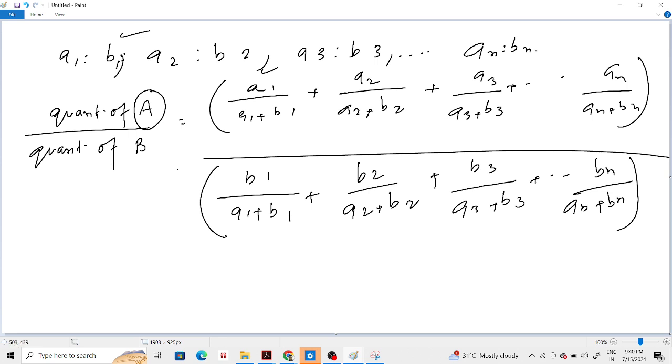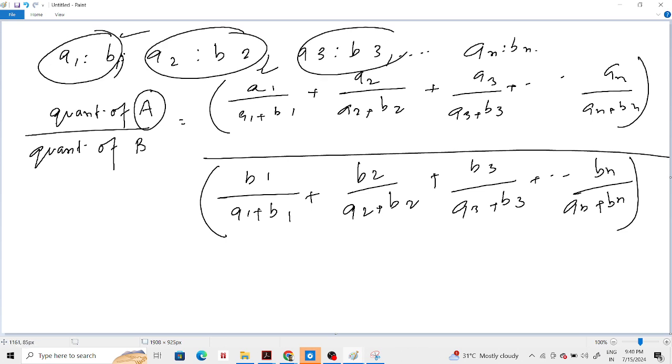Here, the vessels which are containing these mixtures are of the same size. Remember. Now, I am going to write a formula where the vessels are going to be of different size. The vessels are not of the same size.